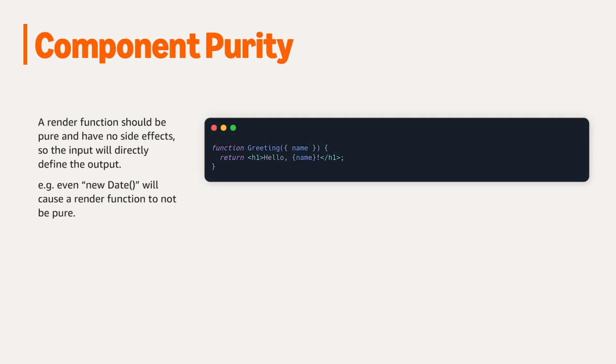Now I want to quickly talk about component purity. Component purity means that a function that's inside the render function itself has no side effects. The input directly defines the output. For example, if you had replaced the h1 hello name with a new date function, even a relatively simple function, the component is no longer pure. That's because the date can change, and it actually does as time progresses, so it may have side effects, which means that it's not pure, which becomes relevant in concurrent rendering.